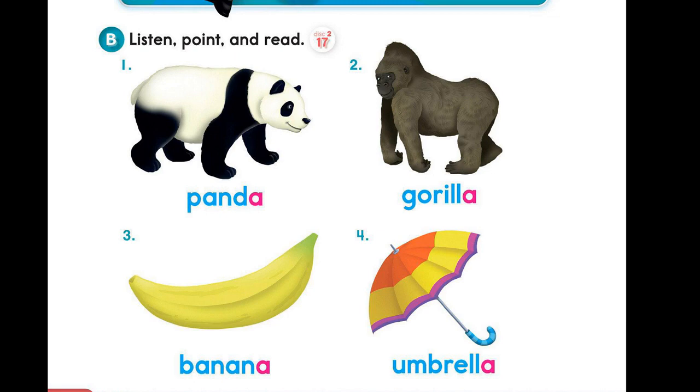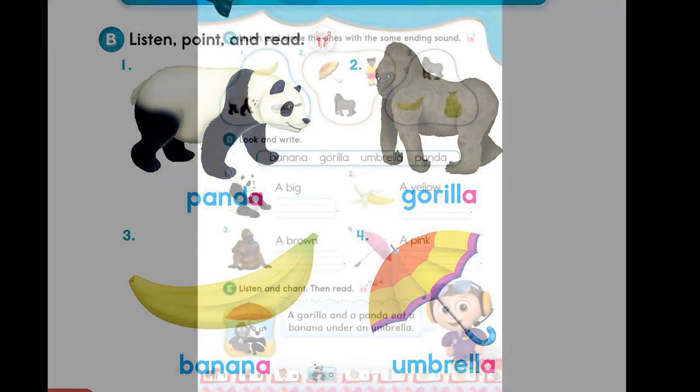1. Pan, da. Panda. 2. Gorill, a. Gorilla. 3. Banan, a. Banana. 4. Umbrell, a. Umbrella.